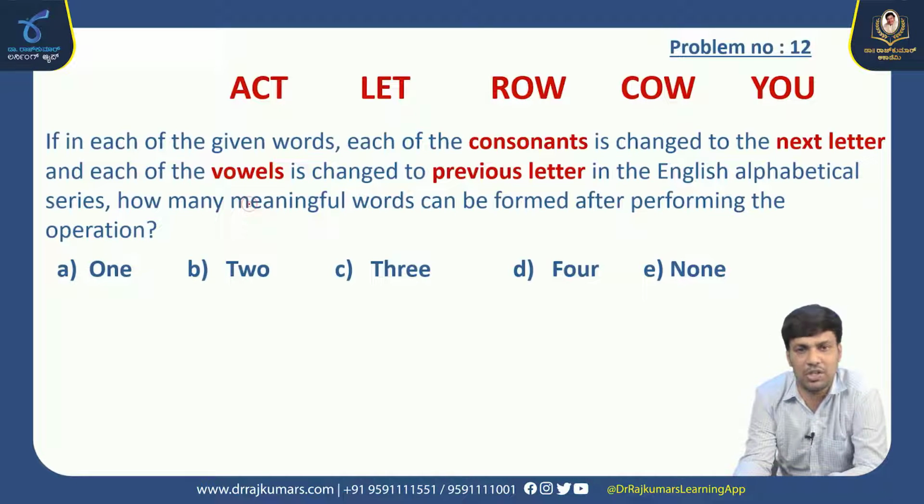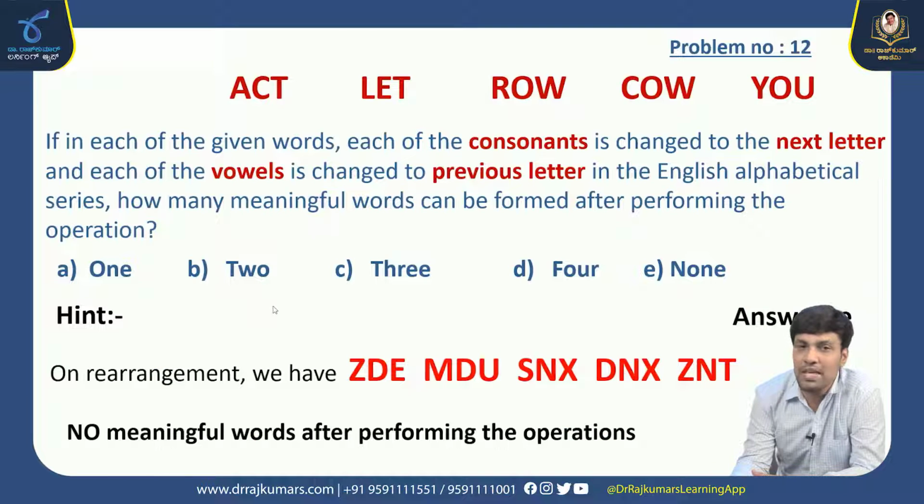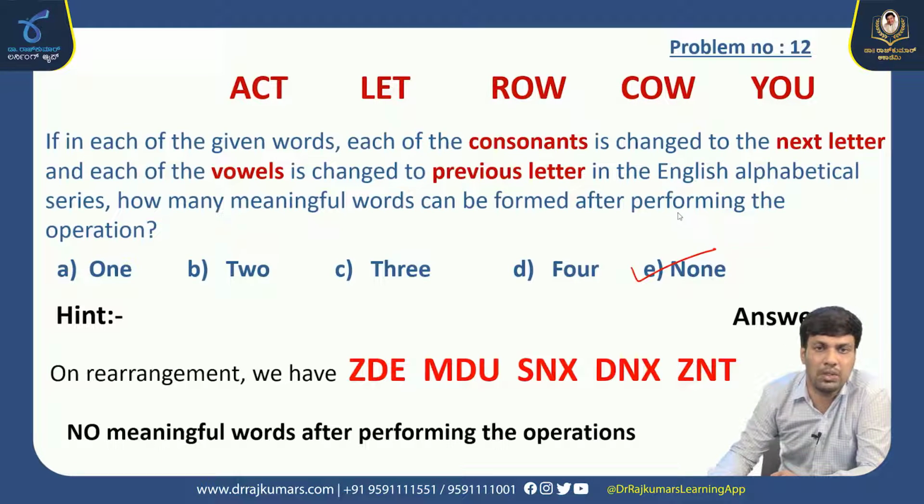After performing the operations which have been specified, we need to search for the words which are giving a meaningful sense. Let us have the arrangement now. As arrangement we have ZDE, MDU, SNX, DNX and ZNT. Here we don't find any word which is giving a meaningful sense. So the right option is option E.